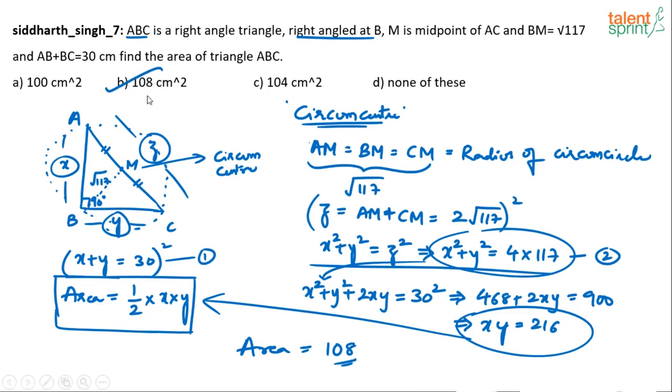Again, please do not go by the number of steps that we have put here. You can cut down a lot of these steps. Most of it is your understanding, right? AM, BM, CM, radius of the circumcircle. This is your understanding. You don't have to write this step. You can directly write X squared plus Y squared is 4 into 117. You can expand X plus Y whole square directly as X squared plus Y squared plus 2XY equals 900. And then play with those two equations. Of course, you have to draw the diagram to get the understanding of the question. But remember, it's not as long as it has taken here. Okay, so 108 is the final answer. 108 centimeters square will be the area of that right angle triangle.